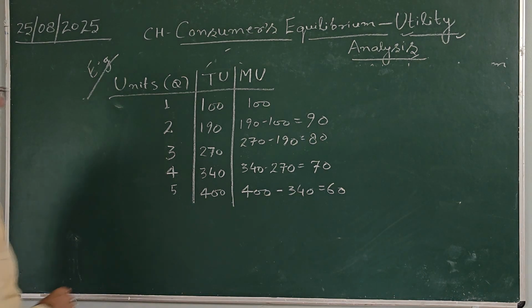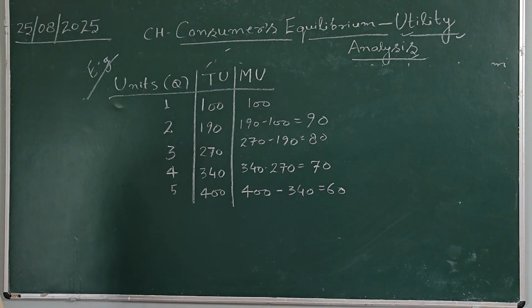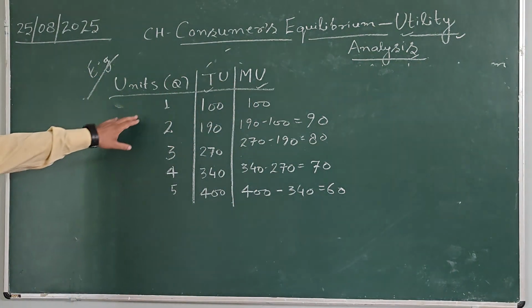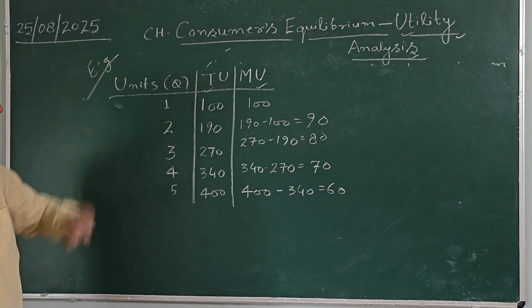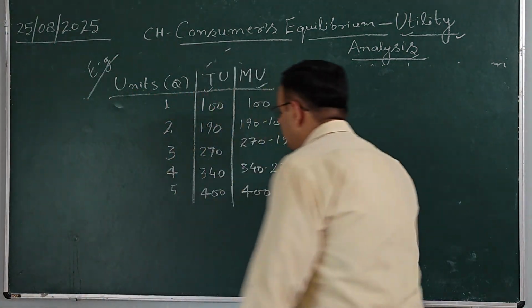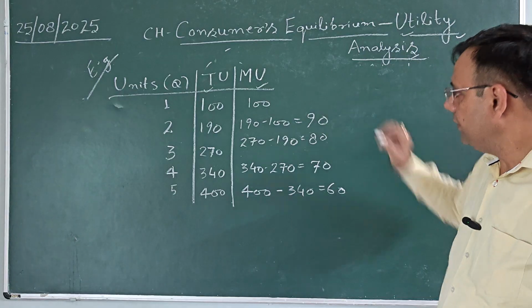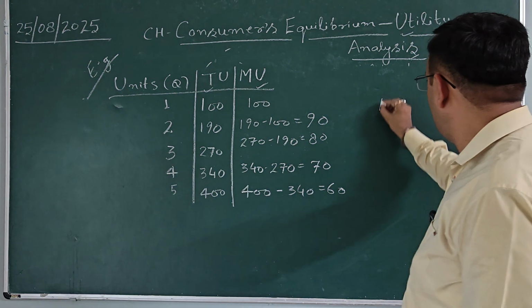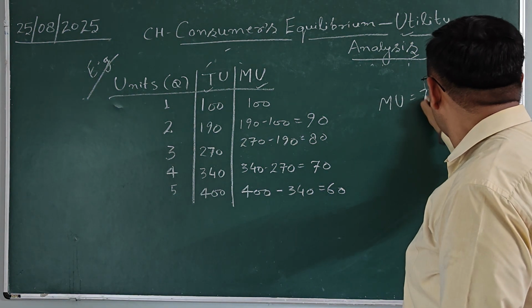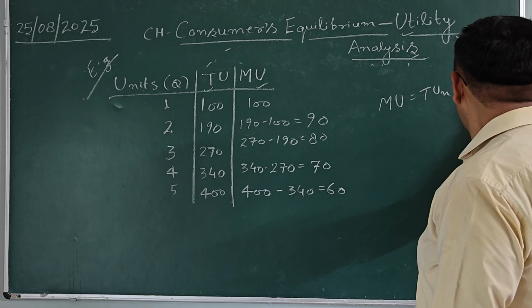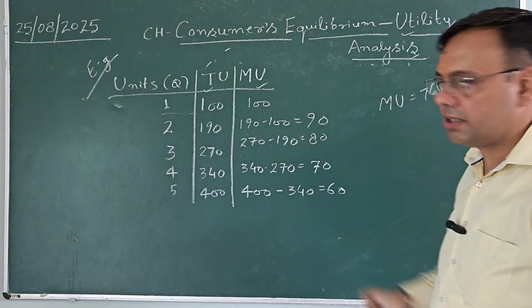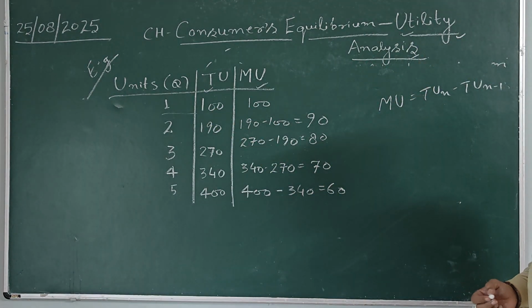So with the help of an illustration, let us know how to find out the total utility and marginal utility. Suppose these are the units, or we can say quantity, and this is the total utility. With the help of the total utility, we find out the value of marginal utility. The formula of marginal utility is total utility n minus total utility n minus 1. In the first unit of consumption there is no previous consumption, so consumers start the consumption at this level.